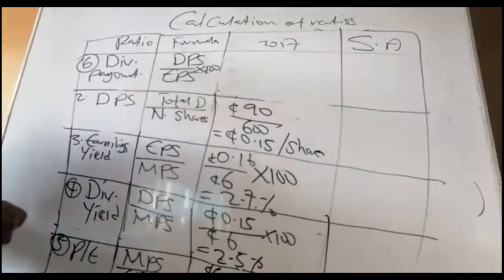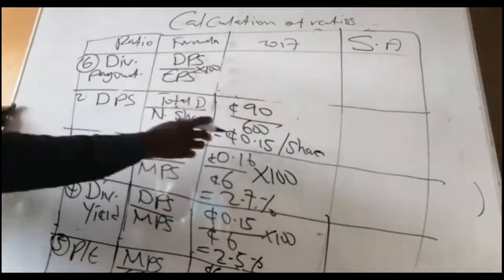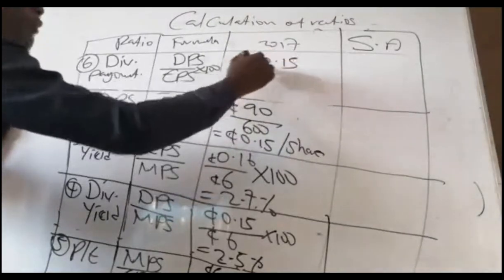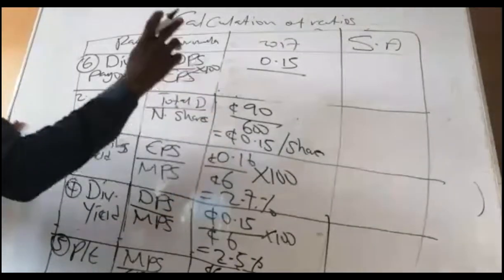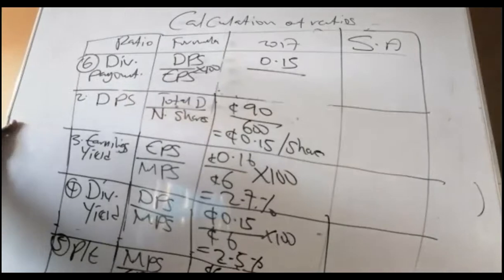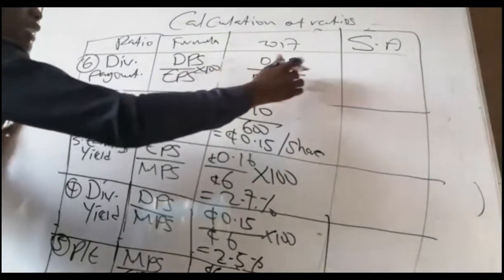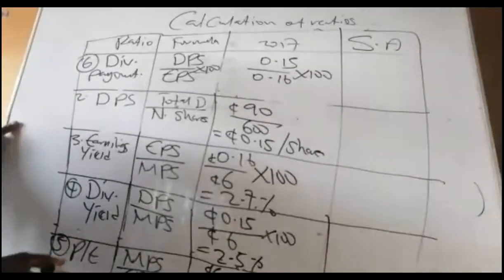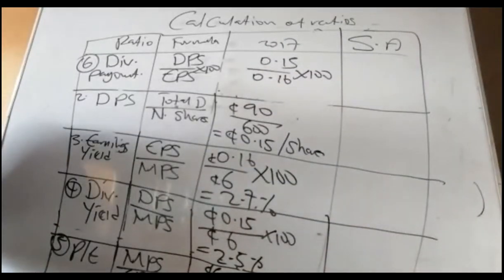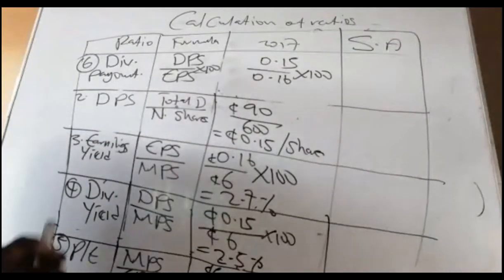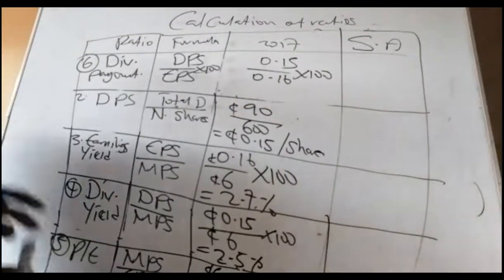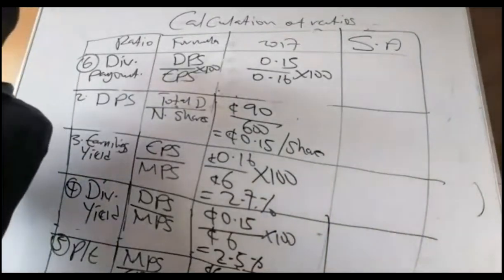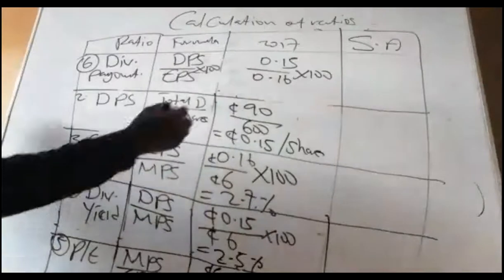What is the dividend per share? Dividend per share is here, 0.15, all divided by earnings per share. Earnings per share is 0.16, which we calculated as number one. So 0.16 is the earnings per share, times 100. So that means you had earnings of 16 pesos, but you paid out 15 pesos. So that means you are retaining 1 peso. Good.